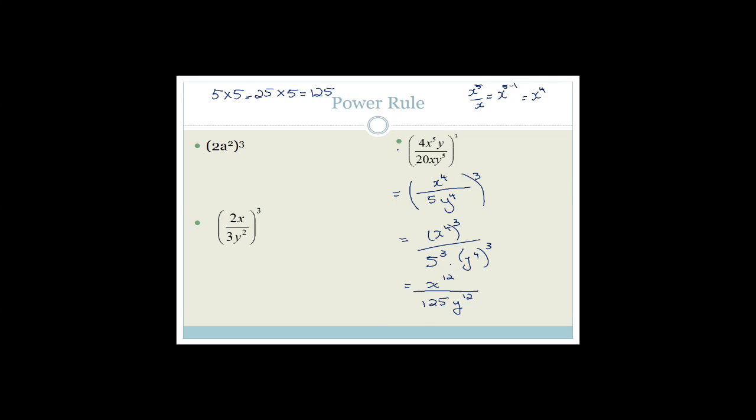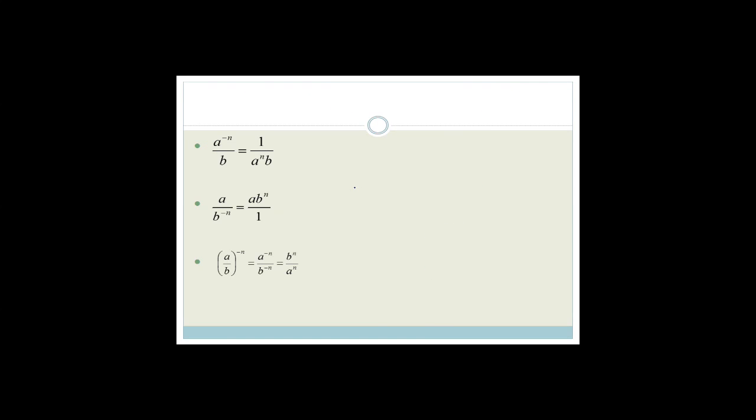So if you see something like this, don't blindly just go into cubing everything, because sometimes you need to look for common factors and factorize first to make it into a much simpler expression before you cube it. Right, let's look at some more examples. So now we've got some nice mixed examples, and we're going to do them nice and slowly.